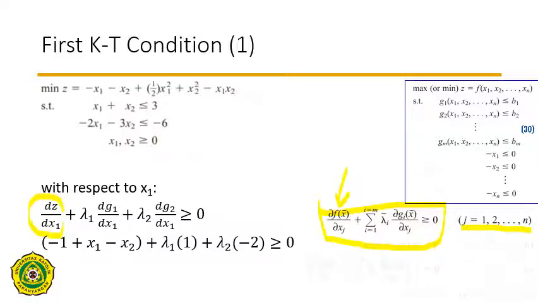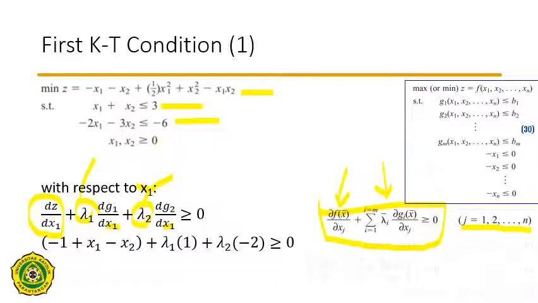So this is the first one, and then this part means that for each constraint that we have, 2 constraints, we have lambda 1 and lambda 2 multiplied by the derivative of the constraint with respect to x1 in this case. Okay, so take the derivative of the objective function with respect to x1, take the derivative of the first constraint with respect to x1, multiply with lambda 1, take the derivative of the second constraint with respect to x1, multiply it with lambda 2.